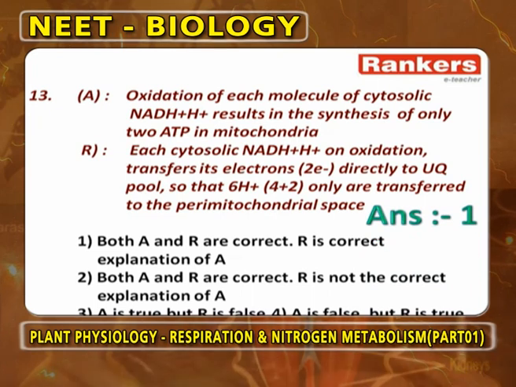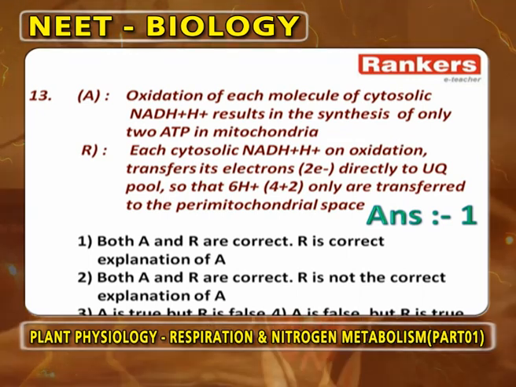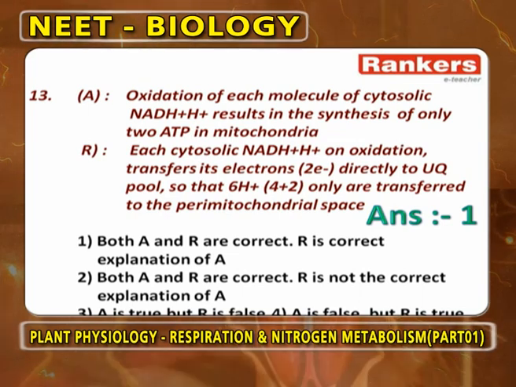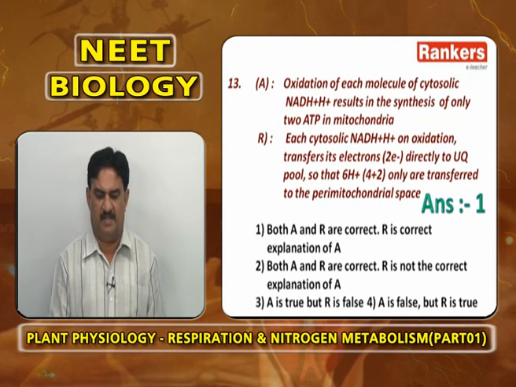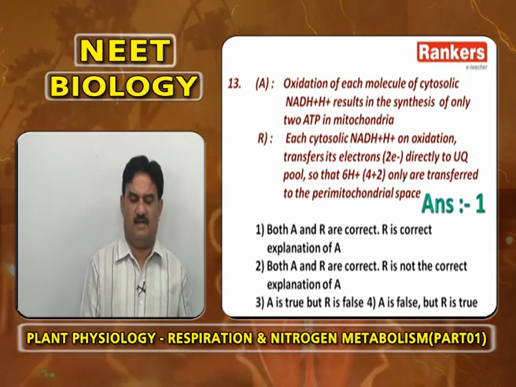This is an assertion reasoning question. Oxidation of each molecule of cytosolic NADH results in the synthesis of only 2 ATP in mitochondria. Because complex 1 is not involved, the extra 4 protons will not come, so only 6 protons will come. When 6 protons move through the coupling factor complex, as per the chemiosmotic theory, they are equivalent to 2 ATP. So, the assertion is correct.